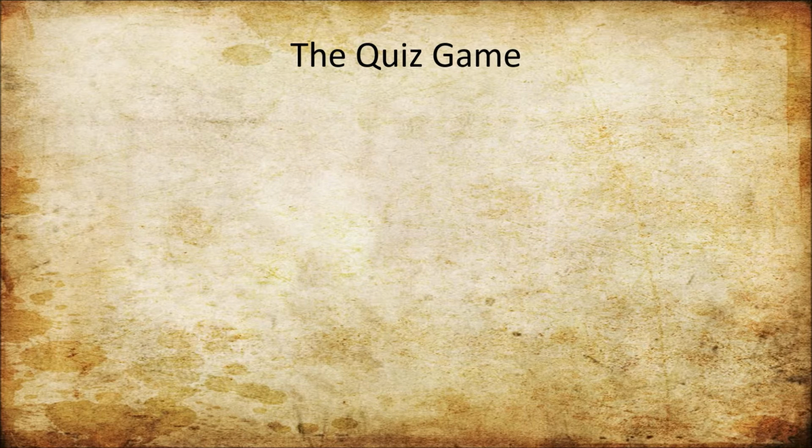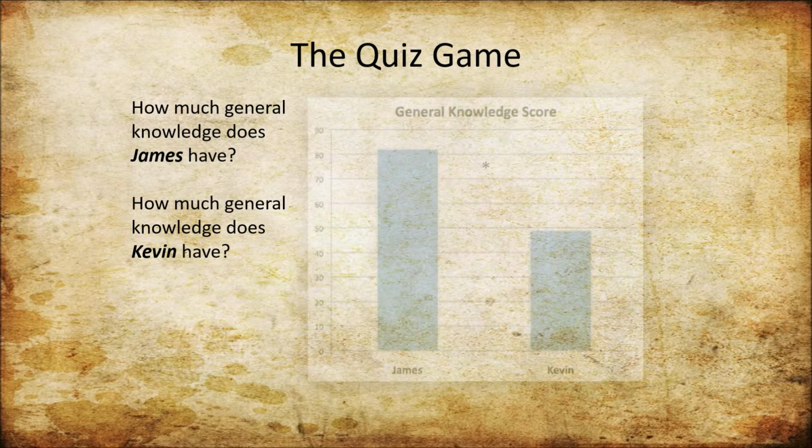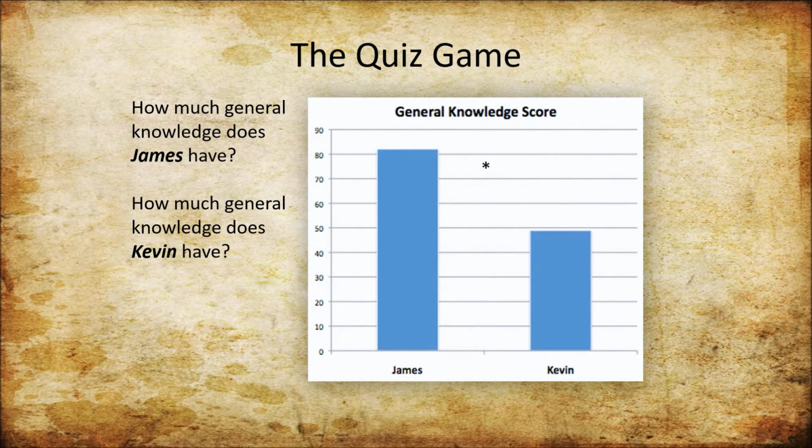After witnessing this interaction, subjects were asked 2 questions. First, how much general knowledge does James have? And second, how much general knowledge does Kevin have? People tended to say that James has significantly more general knowledge than Kevin, despite a clear situational constraint. Namely that James made these questions based on his own personal store of knowledge.